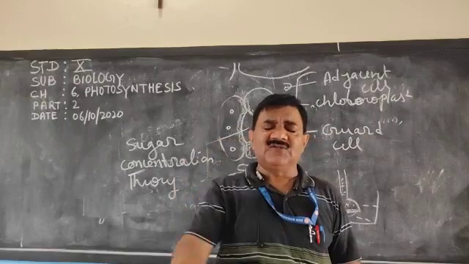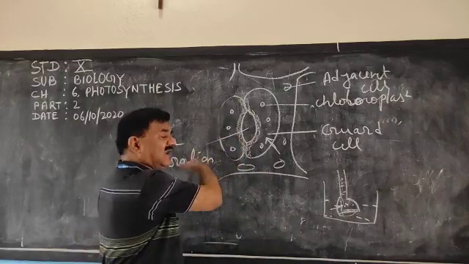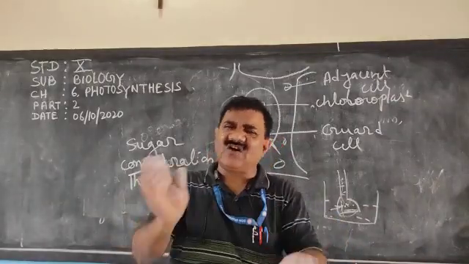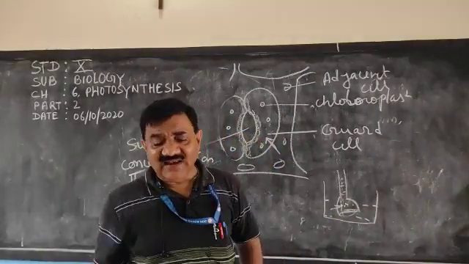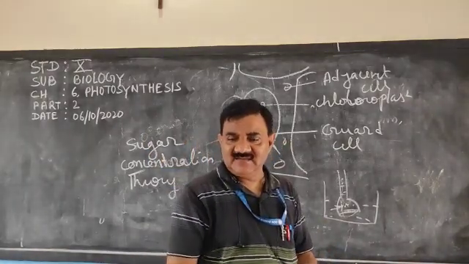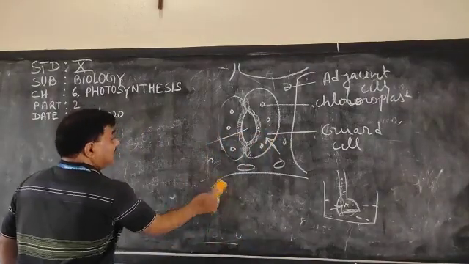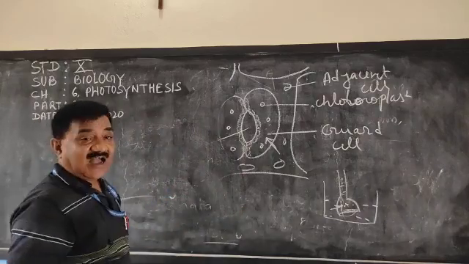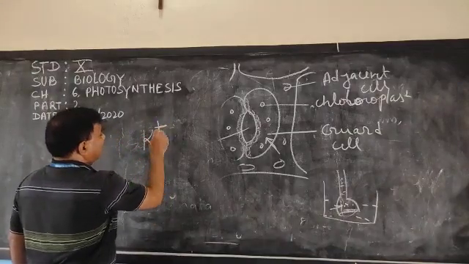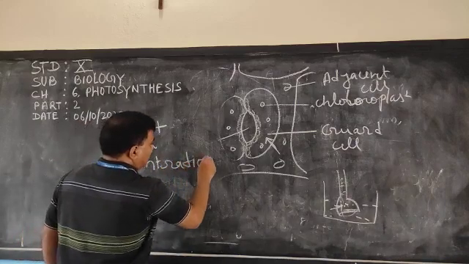And when water moves into the guard cell, it will become turgid, and when it becomes turgid, the stoma will open. And this takes place during daytime when photosynthesis works, and just the opposite during night time, it will close because the guard cell will lose turgidity. That is the old theory. Now coming to the new theory, and the new theory is the potassium ion concentration theory. See here, potassium ion concentration theory.